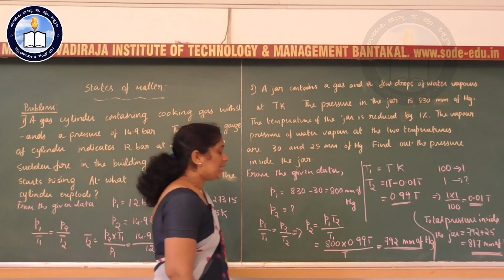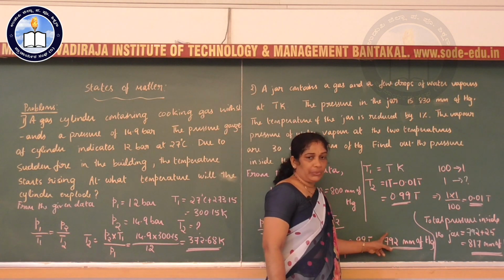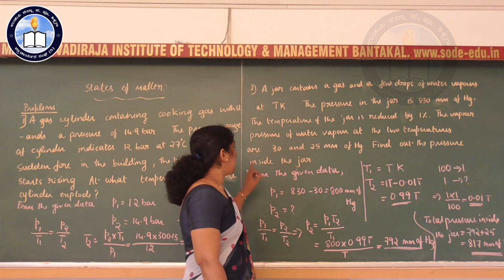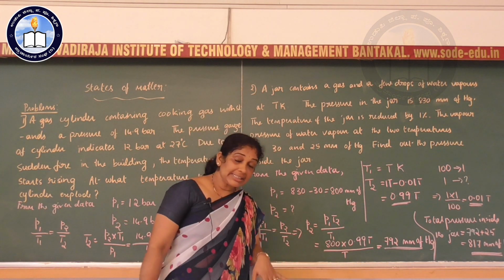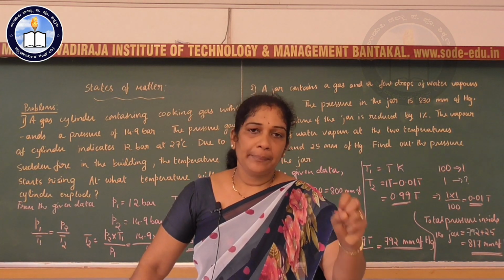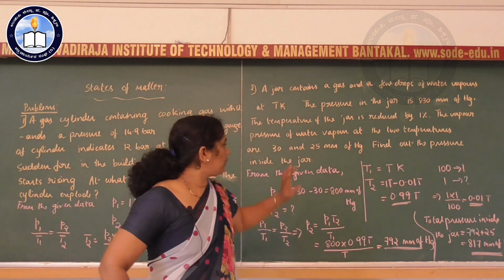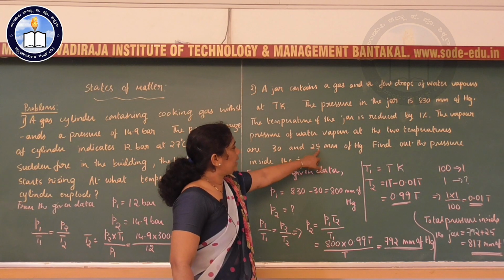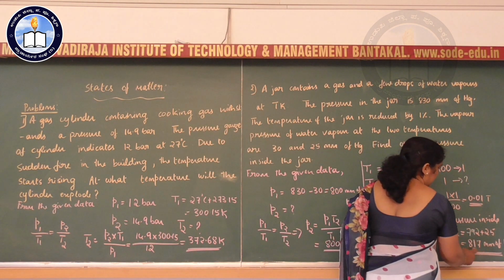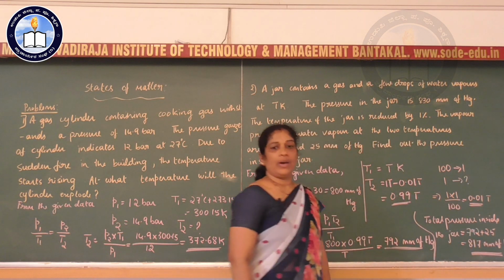But this is the pressure only due to gas. But what is the question? Find out the pressure inside the jar. Inside the jar means the gas pressure plus the water vapor pressure, added. Water vapor pressure at the second temperature is 25. So 792 plus 25 is equal to 817 mm of Hg.